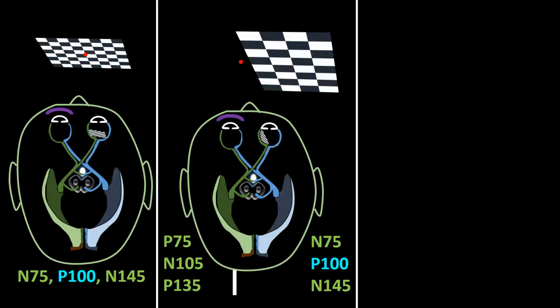The white line I have just added divides the occipital area in two regions. The region ipsilateral to the stimulus, that is the sagittal occipital electrode and the parasagittal occipital electrodes on the side of the stimulus, generate waves with the same peaks as those observed after monocular full field stimulation. They include N75, P100, and N145.